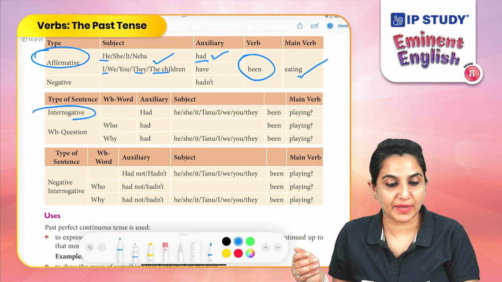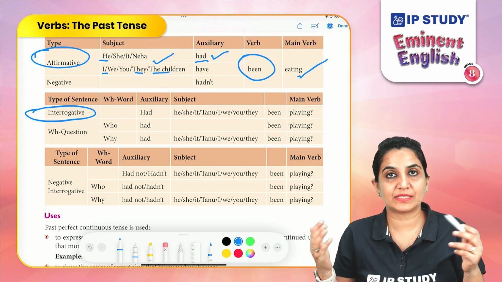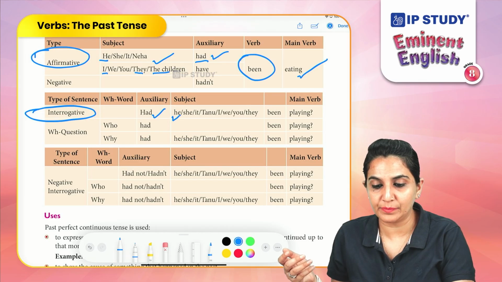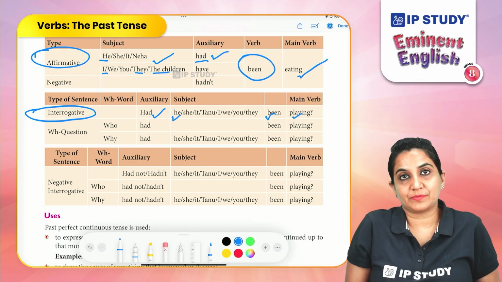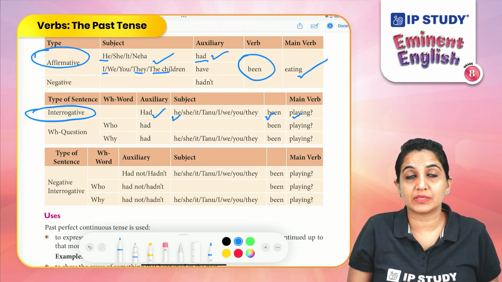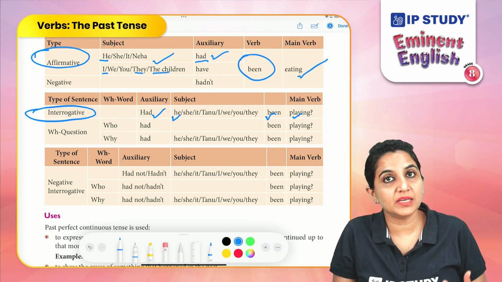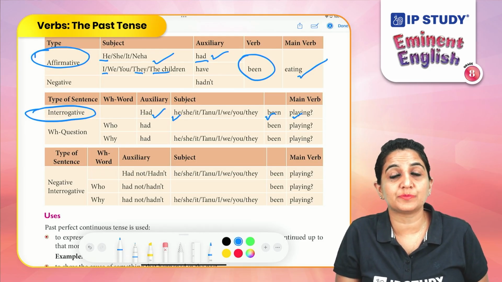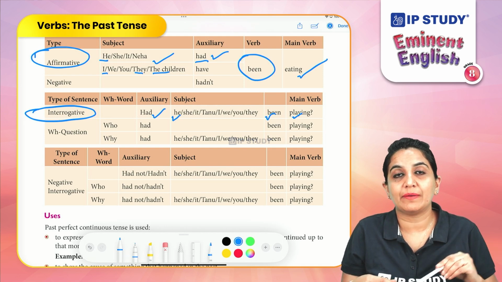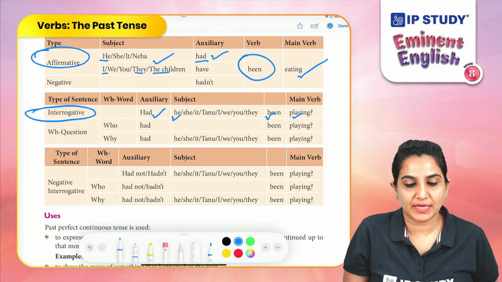With interrogative types of sentences, we interchange the positions of the auxiliary verb and the subject, and we start with the auxiliary verb. Hence, it becomes, had he been playing. So in these types of sentences, we always use had with the first person, the second person, and with the plurals as well. Been will always be used because this is past perfect continuous tense and it is happening over a period of time. Those actions are happening in the past till a certain point of time.